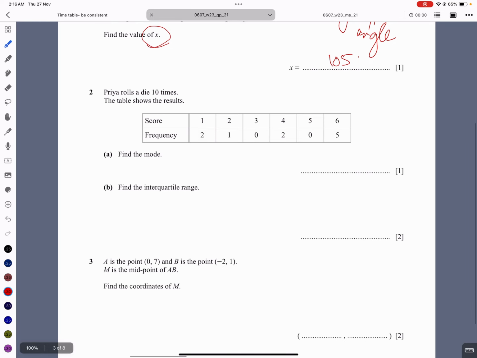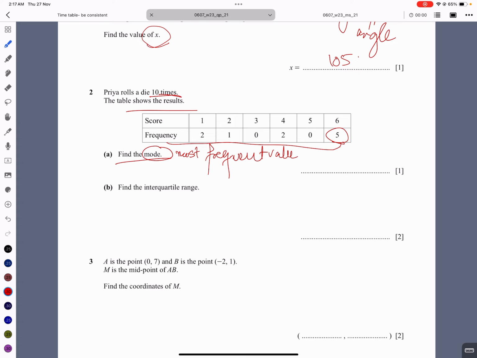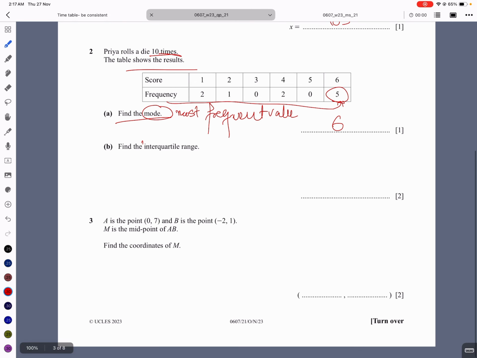Next is, Priya rolls a die 10 times. The table shows the result. Find the mode. What is mode? Mode is the most frequent value. What is the most frequent value over here? This one. Most frequent means who has the highest frequency over here? This one. So the most frequent value is 6. So which score has the most frequent value? That is this one. Find the interquartile range.